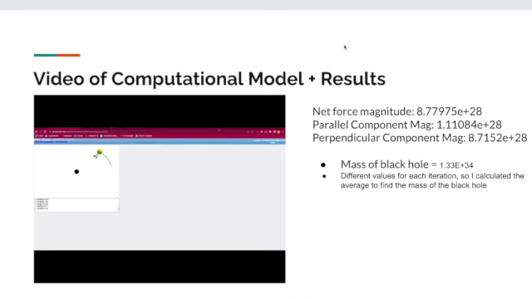Video of the computational model. My results: the net force magnitude was 8.77975e28. The parallel component was 1.11084e20, and the perpendicular component magnitude was 8.715e28. For the mass of the black hole, it spits out different values for each iteration, so I calculated the average to find the mass of the black hole.